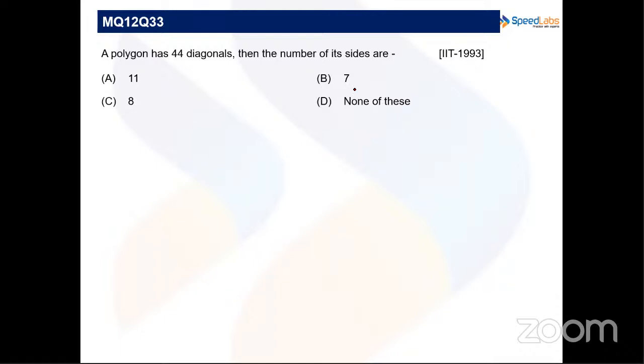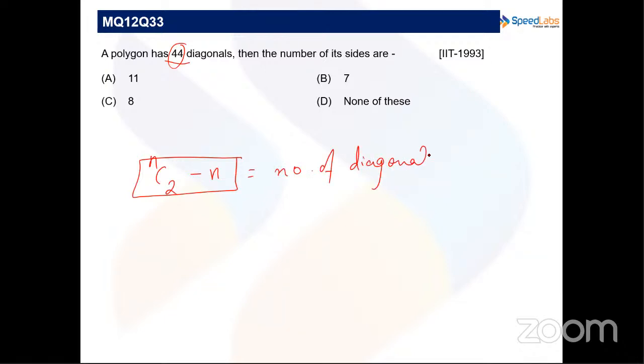So moving to the first question, a polygon has 44 diagonals. Then the number of sides is? See, we have the general formula for the number of diagonals of a polygon of side n. That formula is nC2 minus n. This gives the number of diagonals of a polygon of side n.